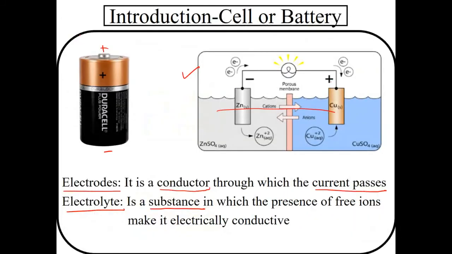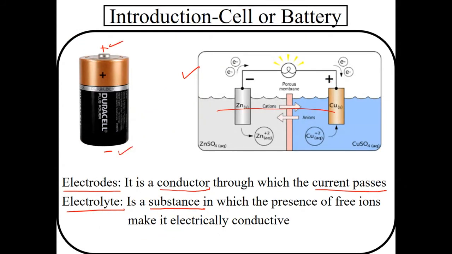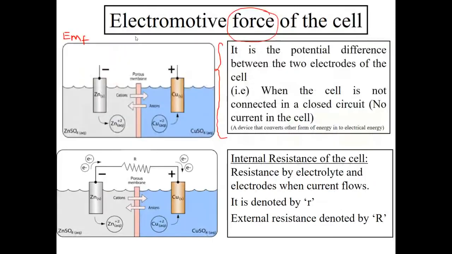For example, you take this battery. Now, if you measure the voltage across this positive terminal and negative terminal, then that is called EMF. You are not connecting this battery with the circuit. So you should not connect this battery with the circuit. Before you connect it with the circuit, if you measure the voltage between this positive and negative electrode, that is called electromotive force. That information is given in these three lines.